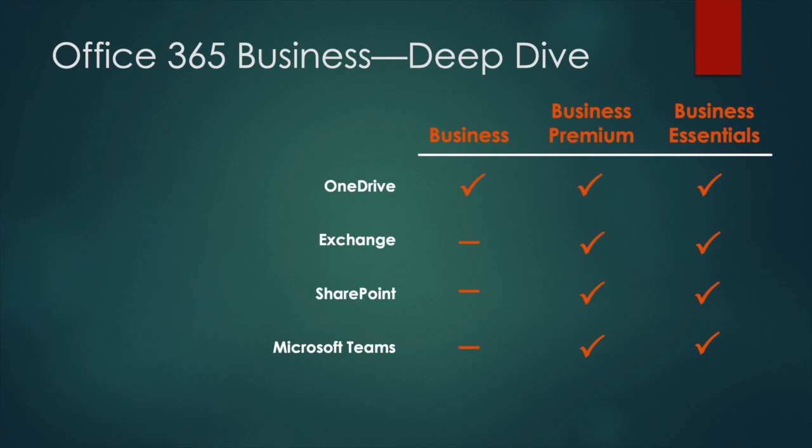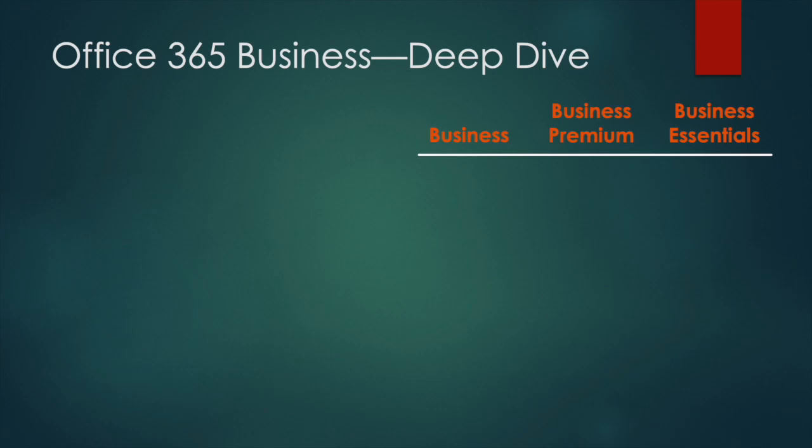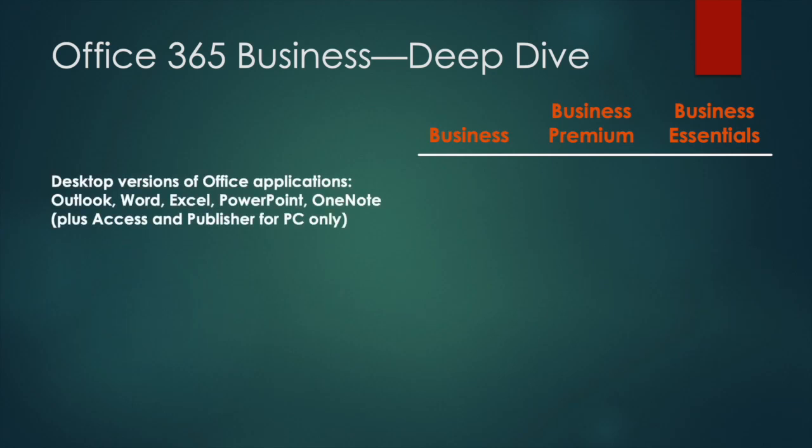Let's look now at the specifics, including applications. Full desktop versions of Office applications, Outlook, Word, Excel, PowerPoint, OneNote, and on the PC, Access and Publisher are available on Office 365 Business and Premium, but not Essentials. So think of Essentials as services and no desktop Office applications. And think of the Office 365 Business tier as applications and minimal services.